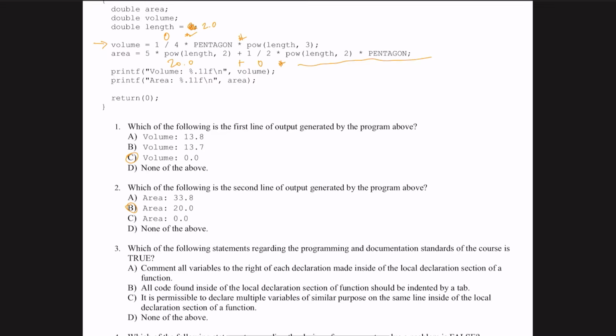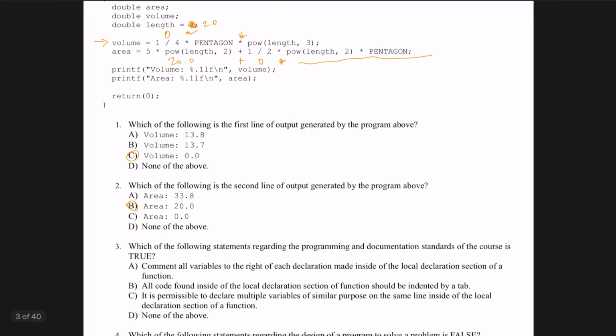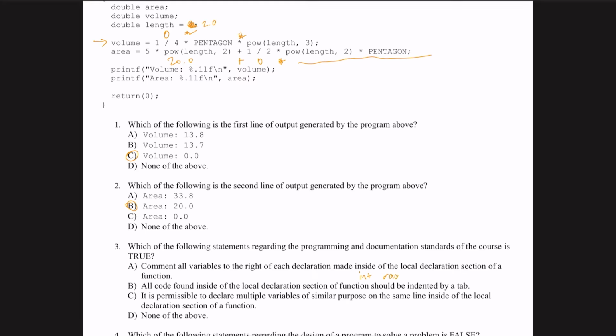Question 3. Which of the following statements regarding the programming and documentation standards of the course is true? A. We comment variables to the right of each declaration made inside the local declaration section of a function. This one is going to be true. So that's just saying, if we have int radius in our local declaration section, we'll say, radius, maybe it's redundant, but of circle 1, or say, user input, whatever, some description.